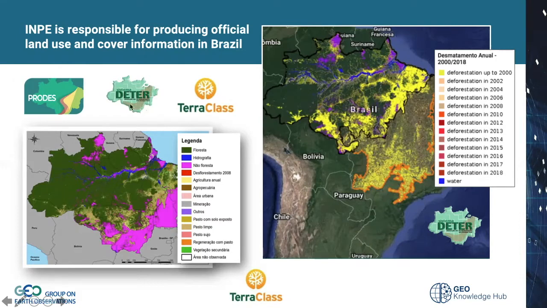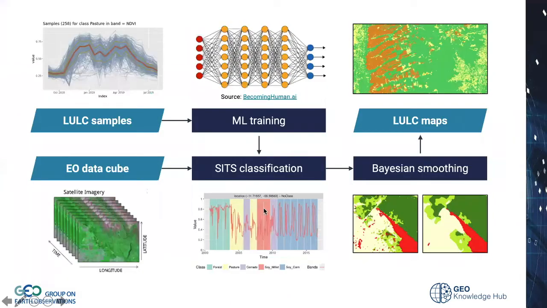The DETER system generates deforestation alerts based on the analysis of daily images from the CBERS satellite series. And TerraClass identifies what the deforested areas detected by PRODES become. So our team at INPE has been working on research and development of methodologies and technologies to support these activities.